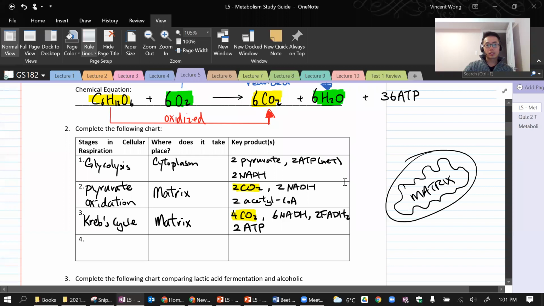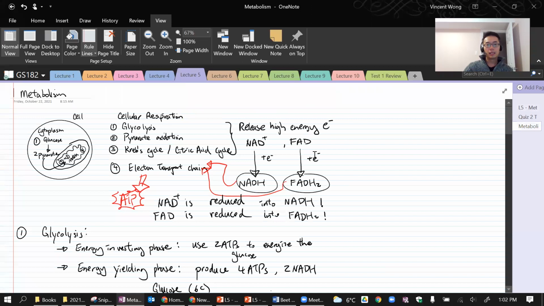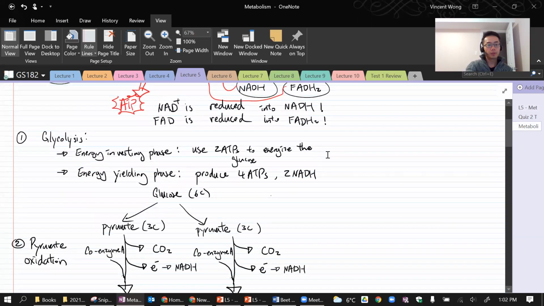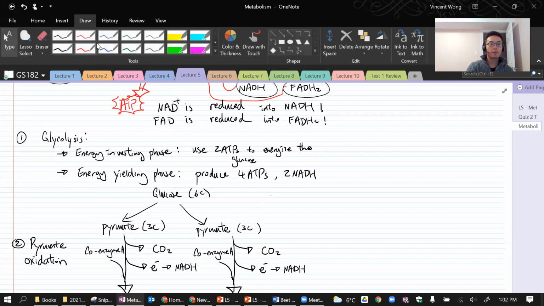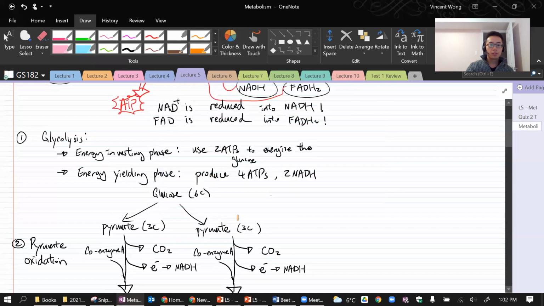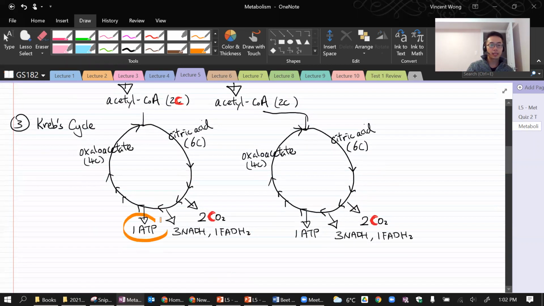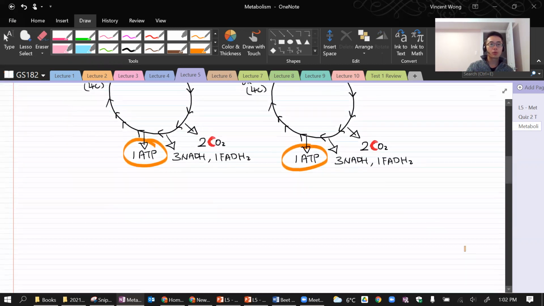Okay, if there is no more question, let's go back to this thing here. Over here, I would like to talk a little bit more about how ATPs are being produced. So let me highlight the ATP. In glycolysis, we are going to be producing 4 ATPs. No direct production of ATP from pyruvate oxidation, and then from Krebs cycle, we're gonna get another 2 ATP in total. So how do we produce those ATP?